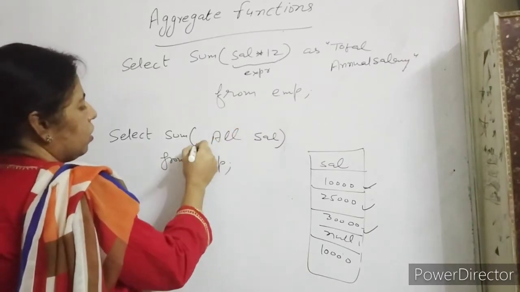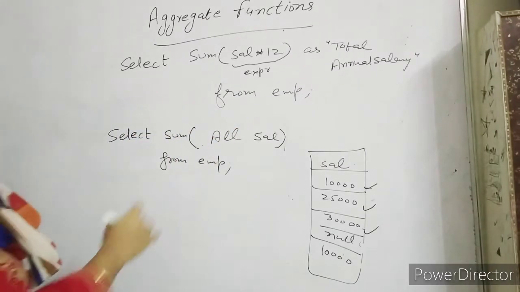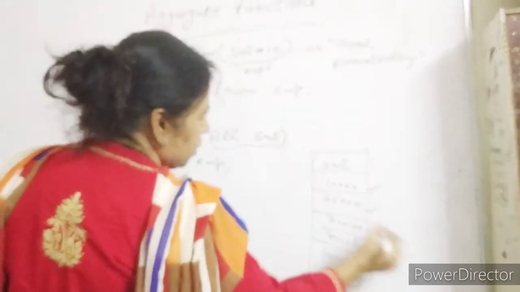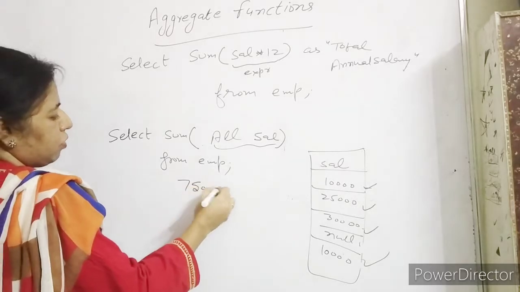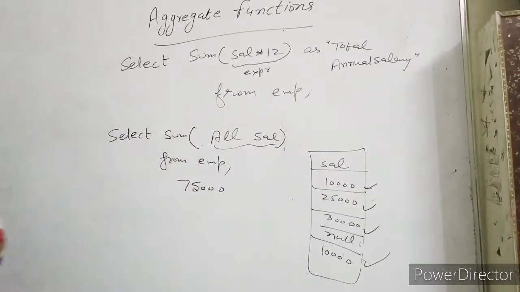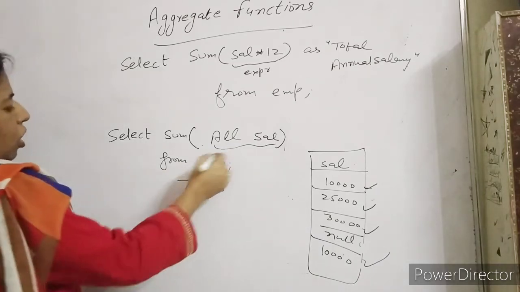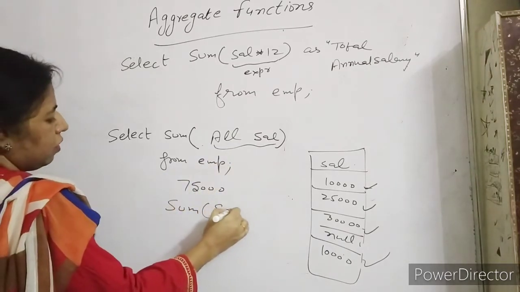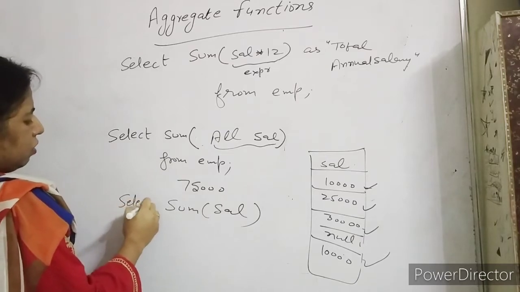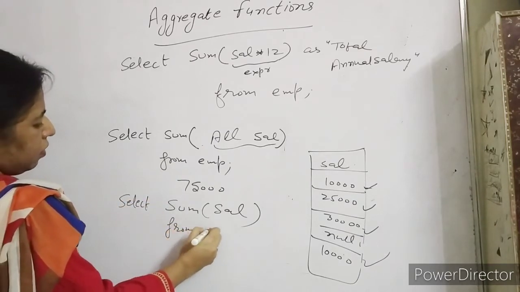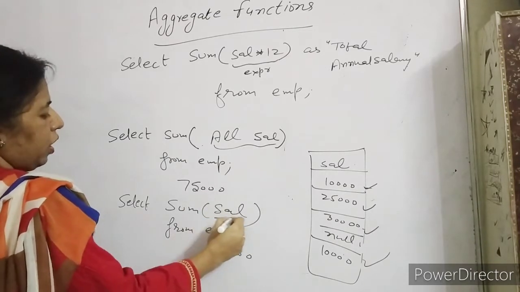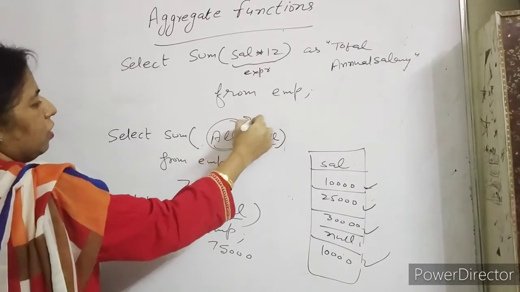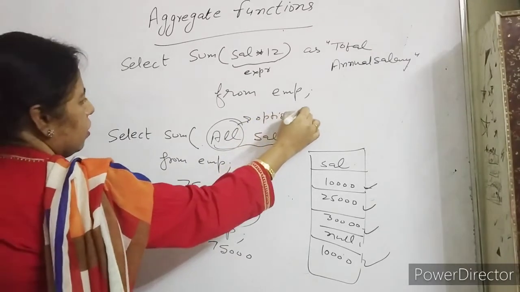ALL is also a keyword in MySQL. When you use SUM ALL salary, again the sum is 65,000 plus 10,000, 75,000. ALL means take all the values with repetition. If I write SUM ALL salary or SELECT SUM salary FROM EMP, again you will get 75,000. It means all, writing ALL is optional.